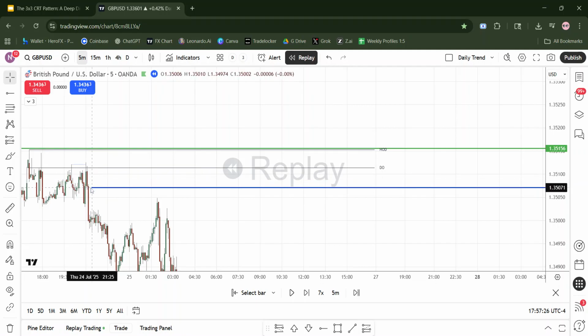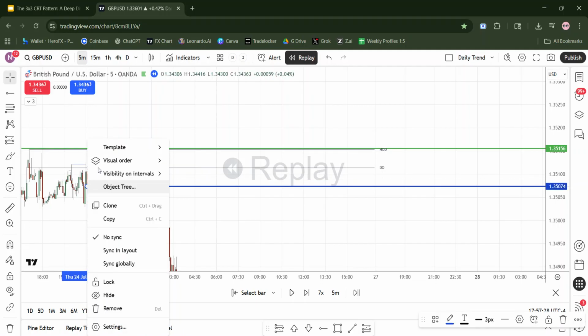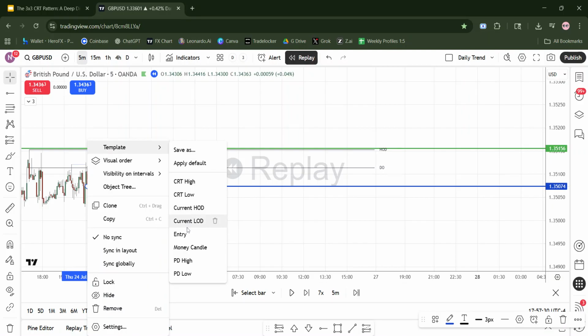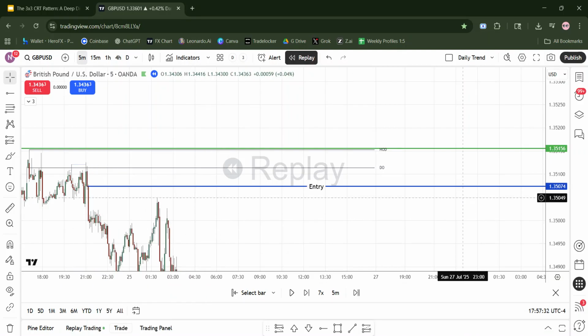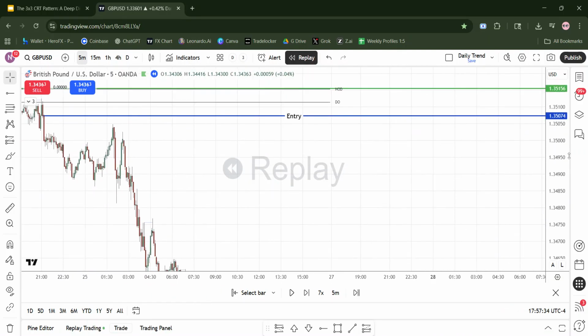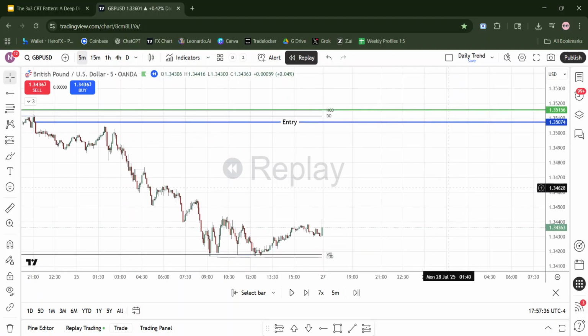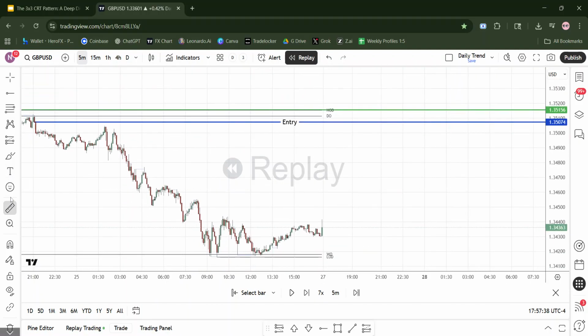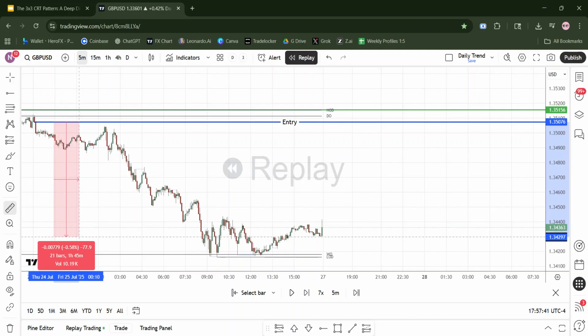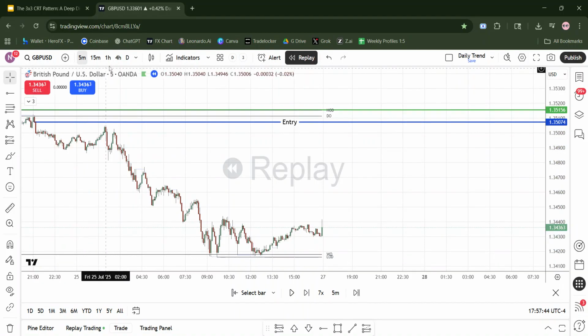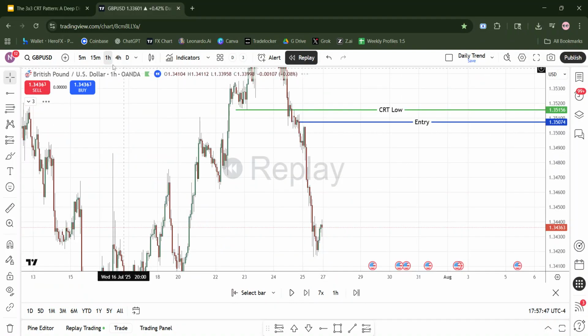Let's just say our entry would have been right here after it pinned the daily open price. And then it tanked, at a max drop of about 91 pips, right? So I'd say that's pretty decent.